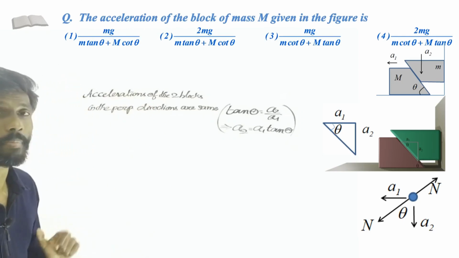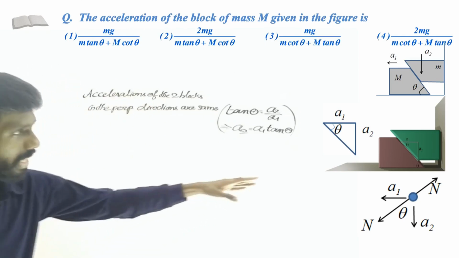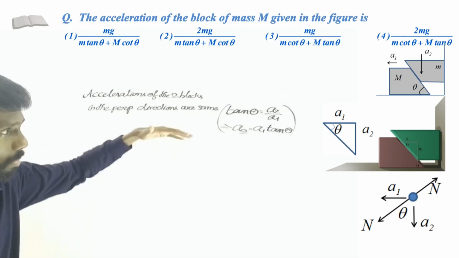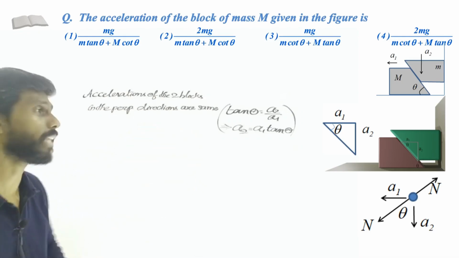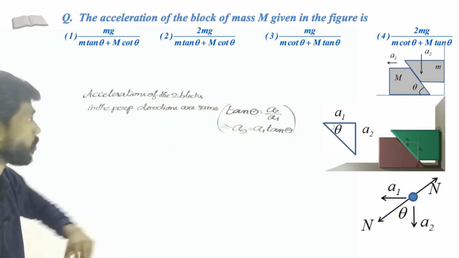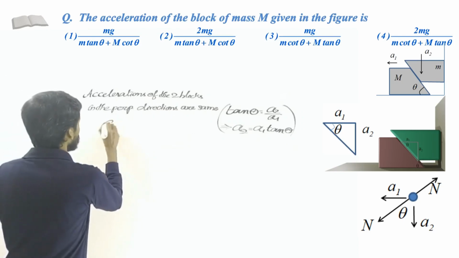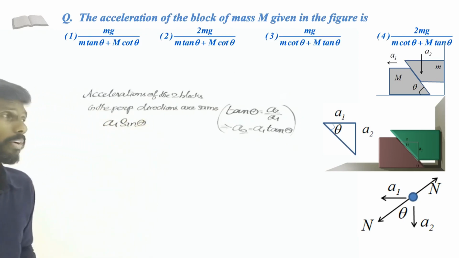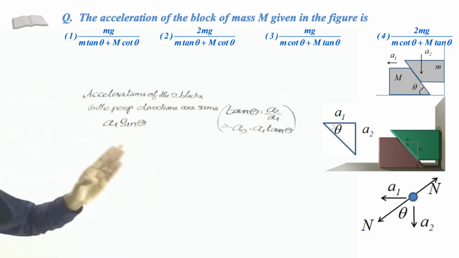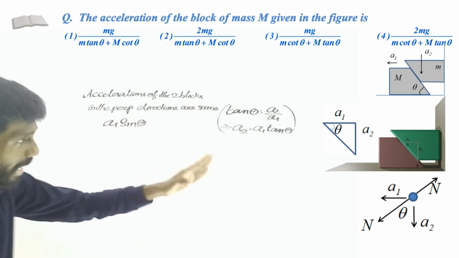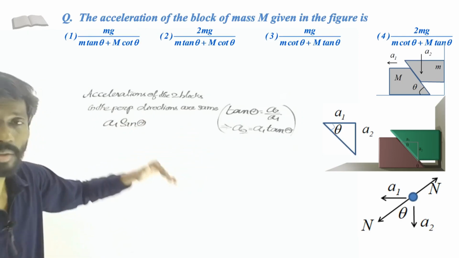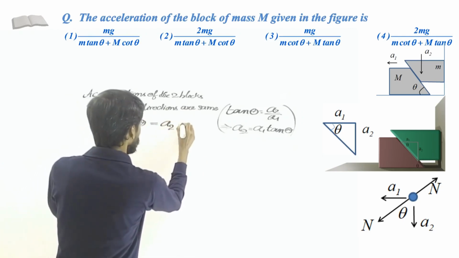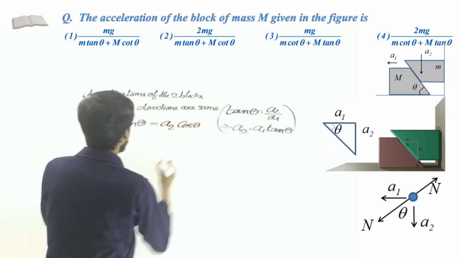Then what is the perpendicular component of acceleration? This is a1, so a1 is moving in this direction. What is its perpendicular component? a1 sin theta, because it is 90 minus theta. What is the perpendicular component of the acceleration of the other one? a2 cos theta, because that angle is theta with the normal. These two are the same: a1 sin theta equals a2 cos theta. So that gives you the relation.